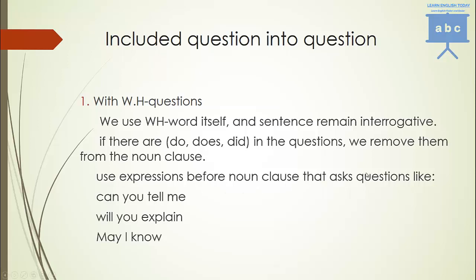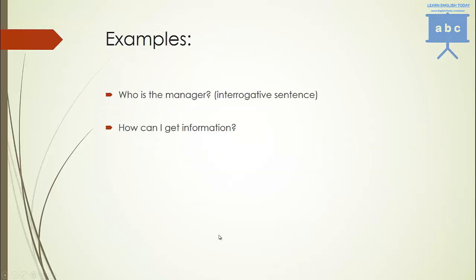It is important that before the noun clause we put expressions like "can you tell me," "will you explain," "may I know," or some other expressions that start with an auxiliary verb, which must ask a question, like can, will, and may. Look at these examples. Okay. The first one: "Who is the manager?" So it is just an interrogative sentence.